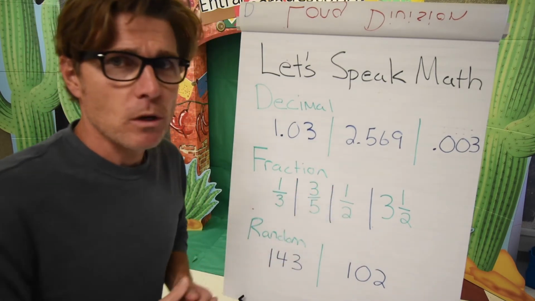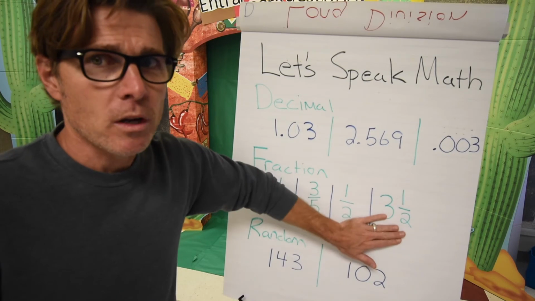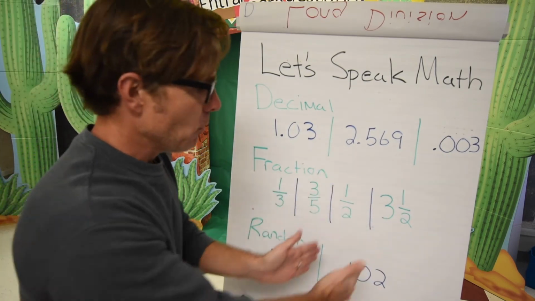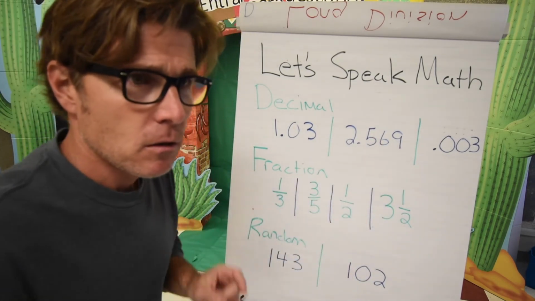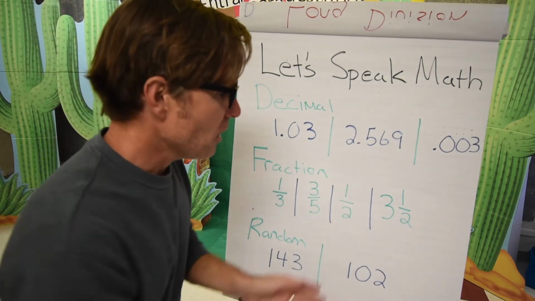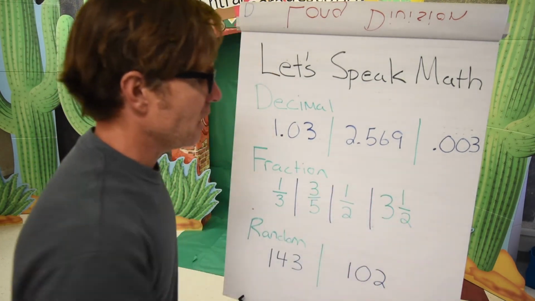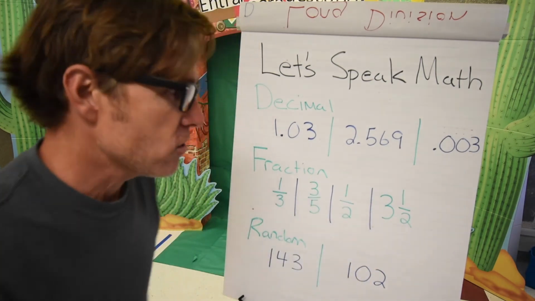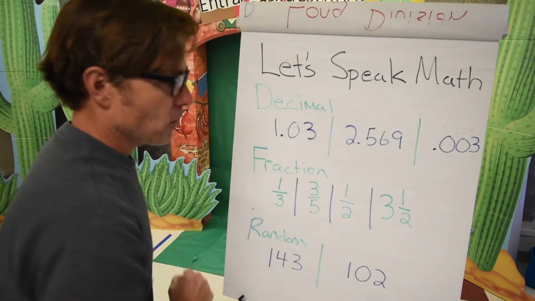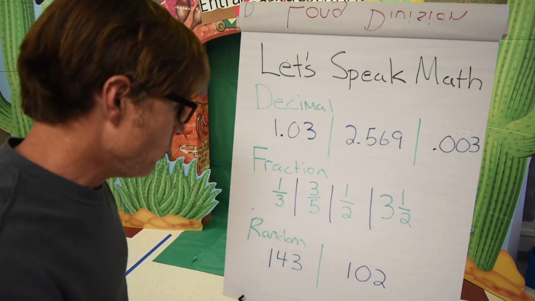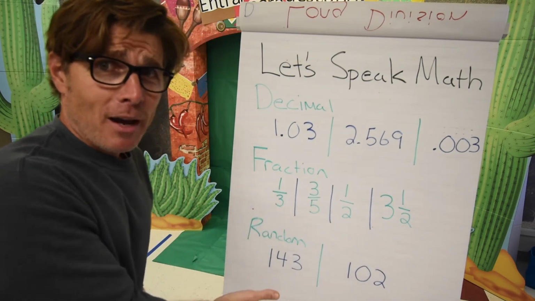But our last one is 3 and 1/2. There's no decimal here, but we still have 3 wholes and 1/2 of another one, so therefore we put the "and" into this situation as well. So "ands" go there.